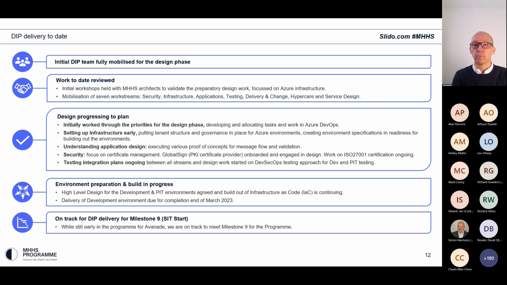So that's been the mobilisation piece. In terms of the design phase and the work that the team are actively doing at the moment, that's very much been focused on infrastructure.